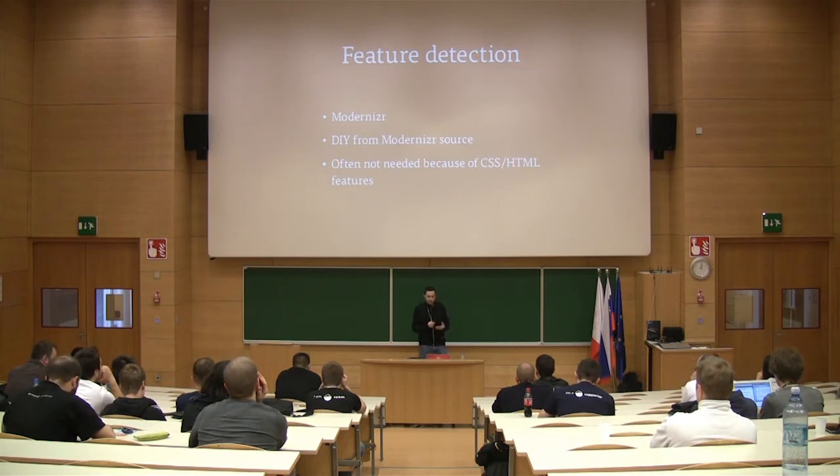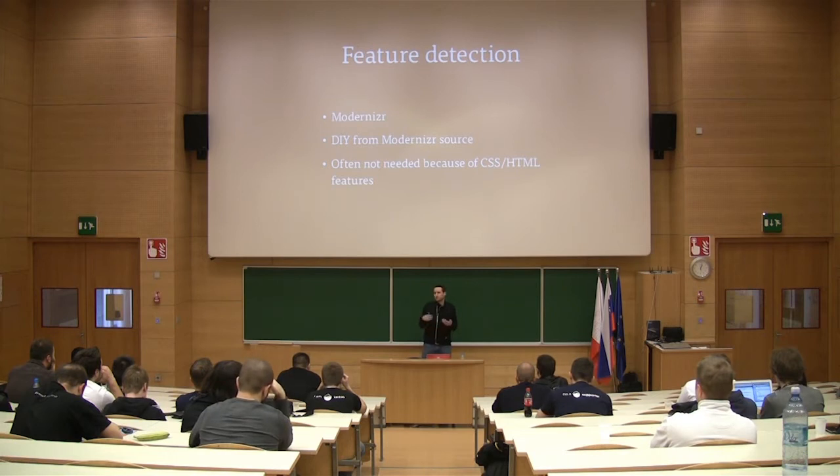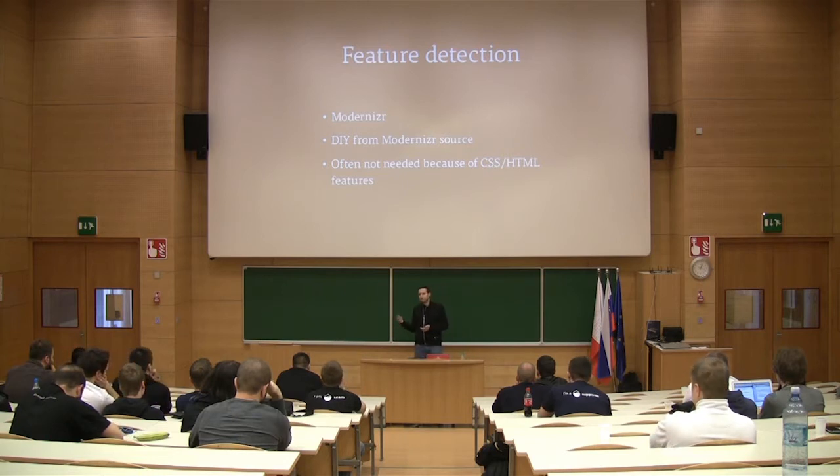But the thing is that feature detection is often actually not needed because of CSS and HTML features, right? With CSS, if you're specifying a property that is not supported, it's just not going to apply it. Also, if you don't really care about IE6, you can basically just set the background color, but then set the background color, say, with transparency. And if the browser doesn't understand the value, it's going to ignore it. It's just going to keep the previous value.